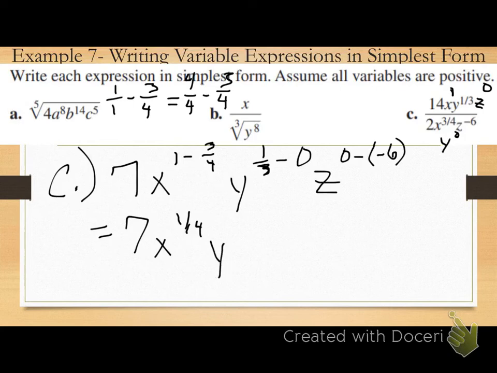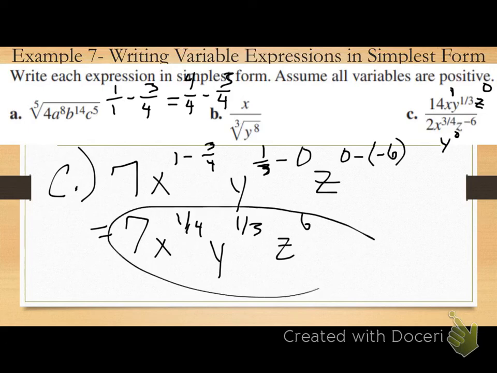What is 1/3 minus 0? 1/3. Very good. And 0 minus -6? 6. Can I simplify anything else? There's my answer. Does everyone see how we handled C?